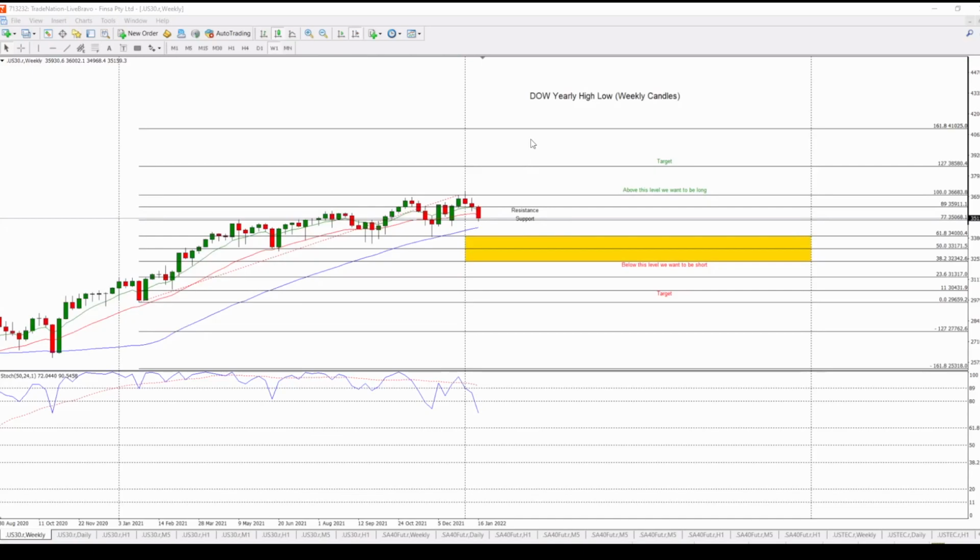What I'm doing for today is going to be supporting. I'll be leading. Let's start off with the Dow yearly high low weekly time frame.